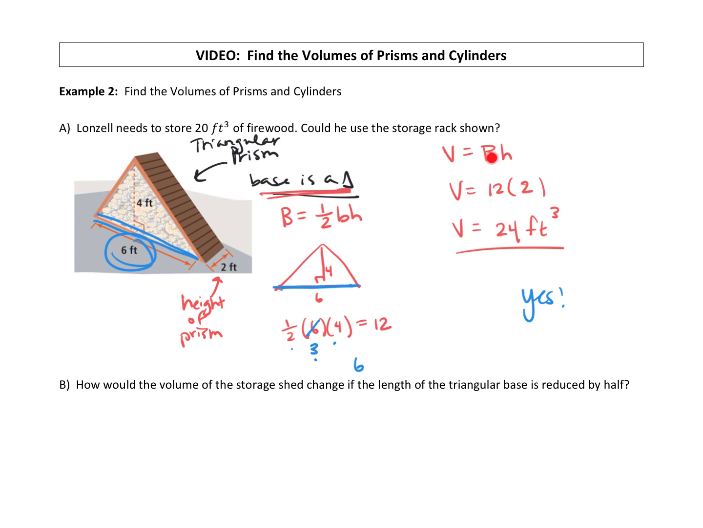And if we take the area of the base times the height, 6 times 2 would give us 12. So the volume would be 12 feet cubed if we took this 6 and reduced it by half to get 3. The volume was 24. When we do that, the volume is 12, so the volume would be reduced by half.